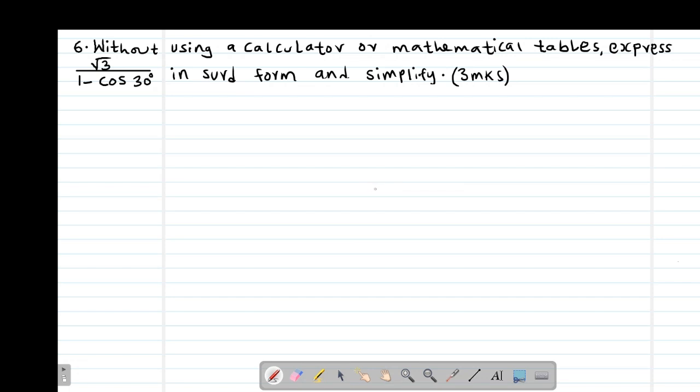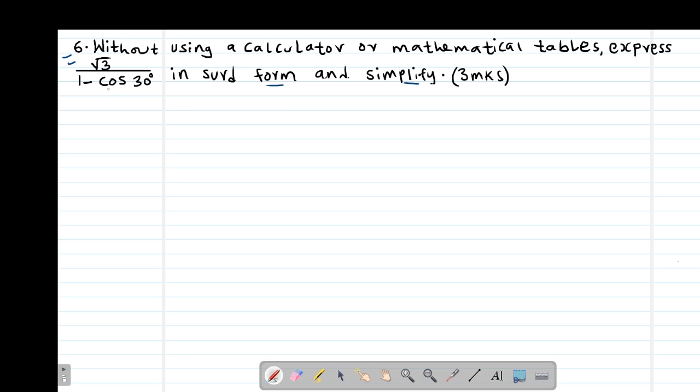It's our third lesson on a given Form 3 work topic called Surds. So we are looking at our example number 6, which reads: without using a calculator or mathematical tables, express √3 over 1 minus the cosine of 30 degrees in surd form and also simplify.